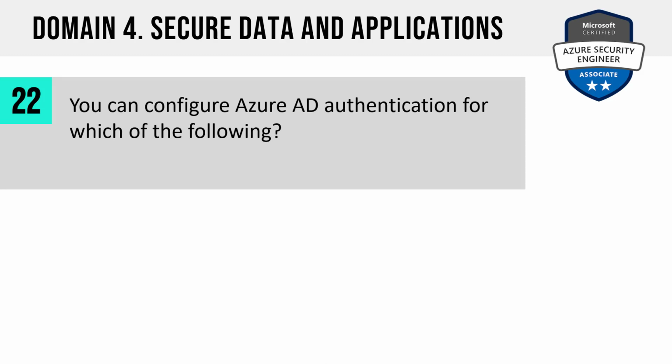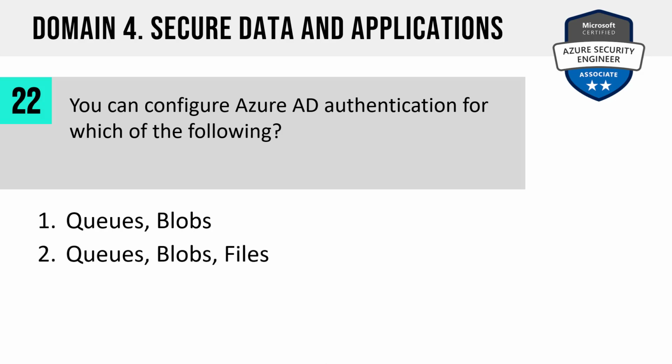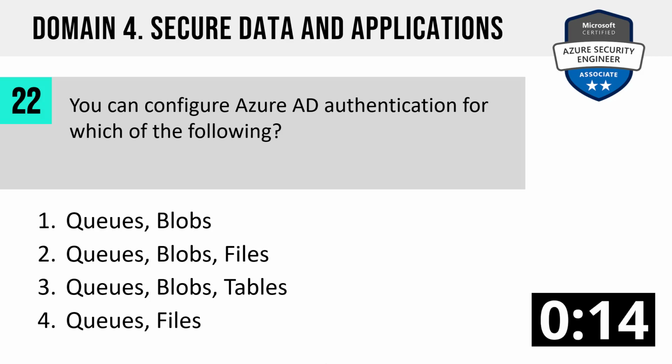Question 22. You can configure Azure AD authentication for which of the following? Option 1, Azure Storage Queues and Blobs. Option 2, Queues, Blobs, and Files. Option 3, queues, blobs, and tables. And option 4, queues and files.